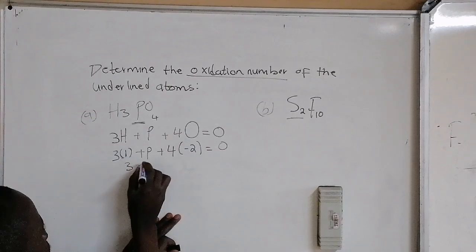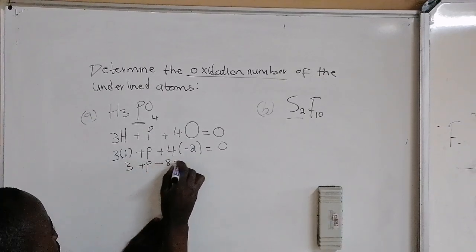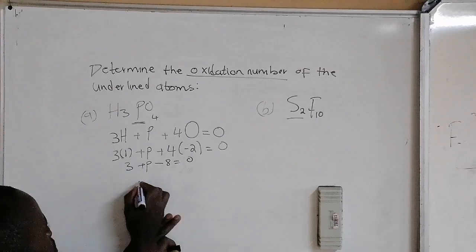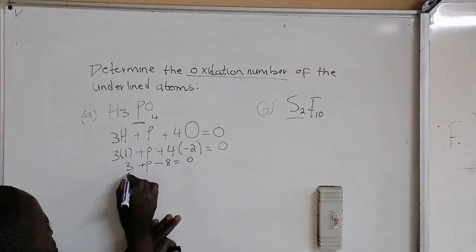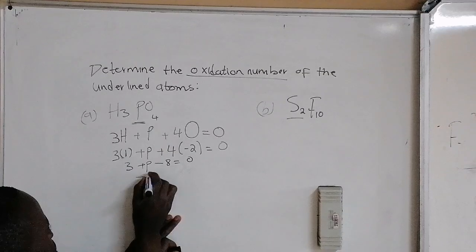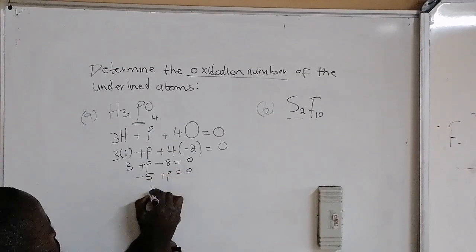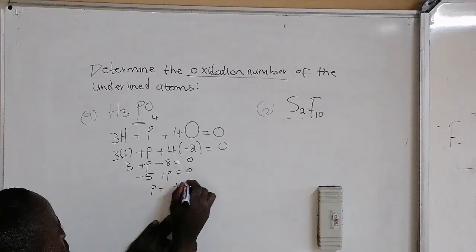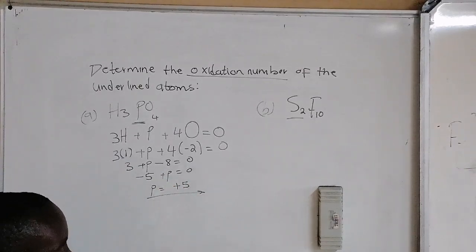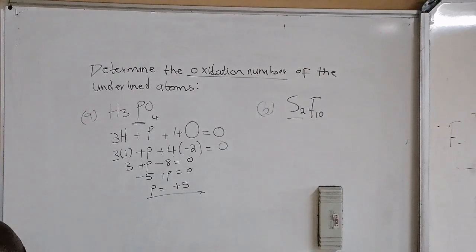Therefore, we say 3 plus phosphorus minus 8 equals 0. Therefore, we make P the subject of the formula, but first let us simplify the like terms. We have negative 5 plus P equal to 0. Then we take the 5 to the right-hand side. We'll have positive 5. It means that the oxidation number of phosphorus is positive 5. So it is very important that you know this.